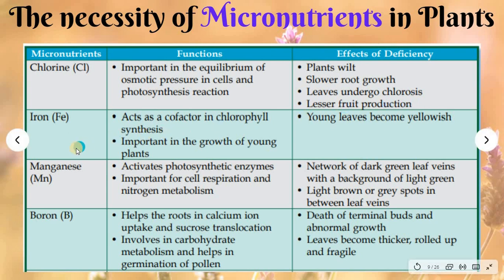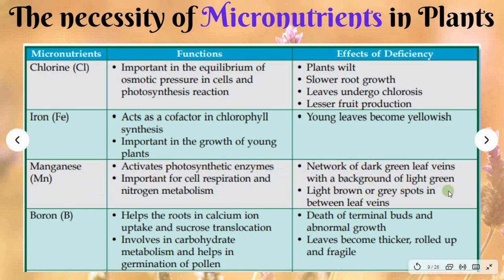Iron acts as a cofactor in chlorophyll synthesis and is important in the growth of the young plant. Effect of deficiency: the young leaf becomes yellowish. Third, manganese. Manganese activates photosynthetic enzymes important for cell respiration and nitrogen metabolism.